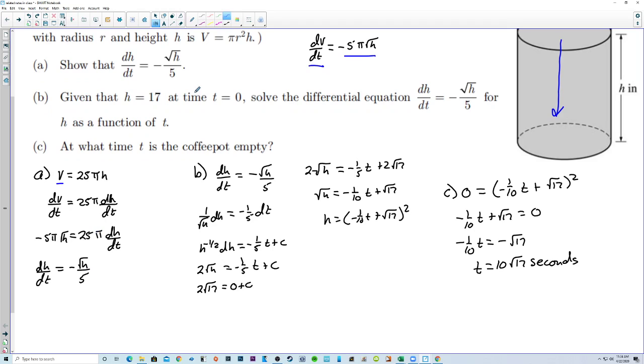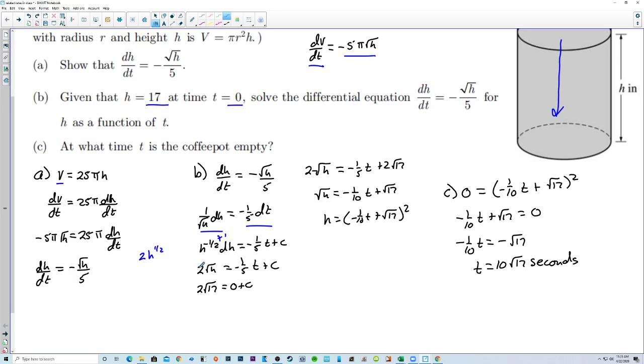B, given that h is 17 at time t equals 0, solve the differential equation. So solve this differential equation. We split the differentials here, so we divide by square root of h and multiply by dt. Take the integral. The integral of negative 1/5 is negative 1/5 t plus C. And then this is h to the negative 1/2. So when we add 1, we get h to the 1/2, but then times 2. So there's 2 square root of h. We need to use the initial condition of 17 at 0, or (0, 17). And that's right here. So C is 2 square root of 17.